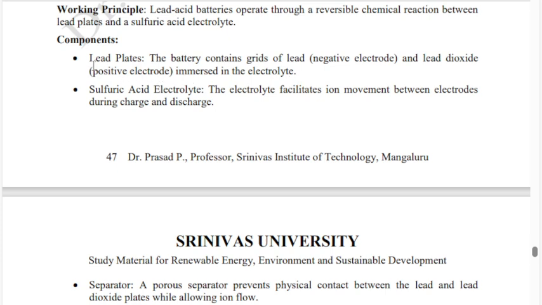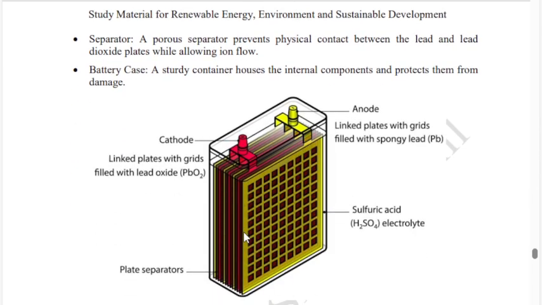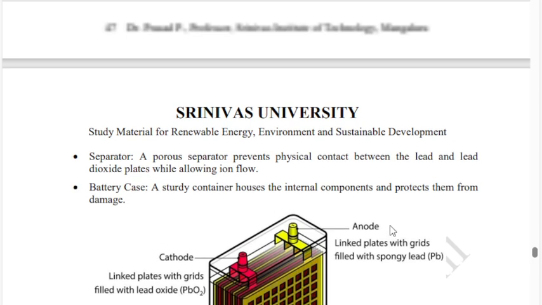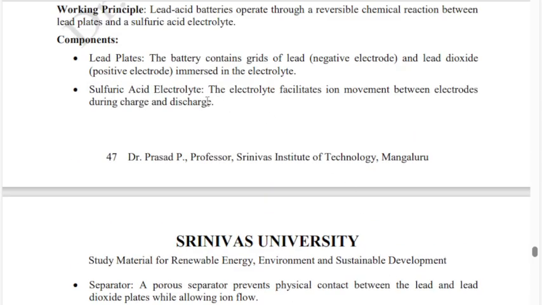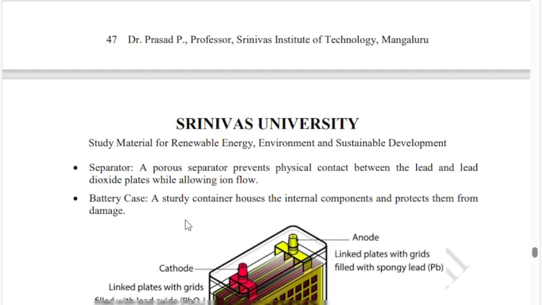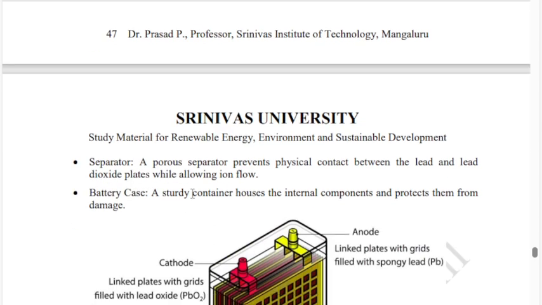These two electrodes are the plates that you have seen, and they are immersed or dipped in sulfuric acid. The sulfuric acid electrolyte facilitates the movement of ions between the electrodes during the charge as well as discharge. Charge means when it gives electricity to us. Discharge means when we are charging it. So those two terms we have to remember.